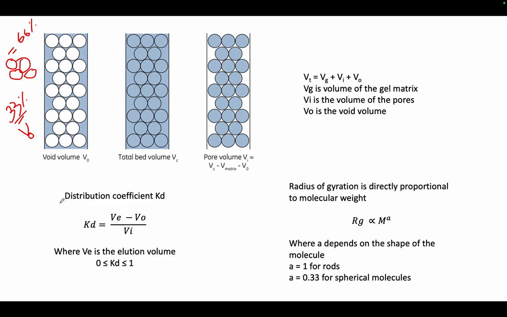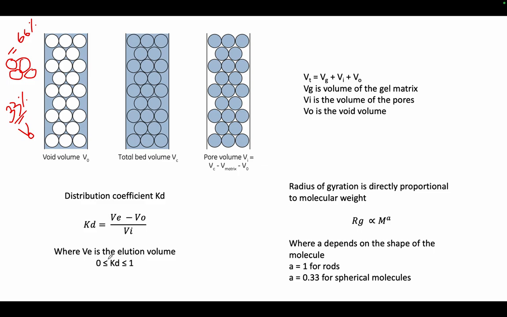Another concept that you may have seen a lot is the distribution coefficient, or KD. It's basically a function of how much time your protein is spending in the pore. So if I have some protein which is eluting after some time from this column, I get some elution volume for that protein. The KD is defined as the elution volume minus the void volume, over the pore volume. KD has to be between 0 and 1.